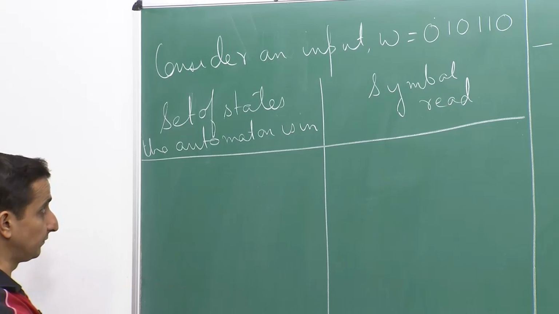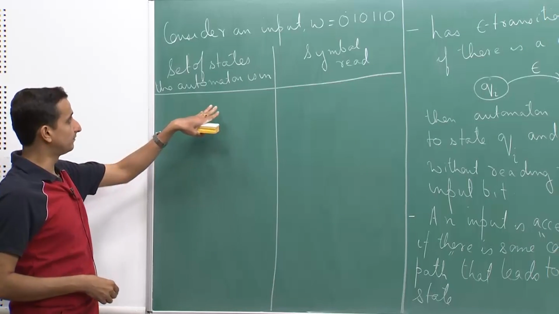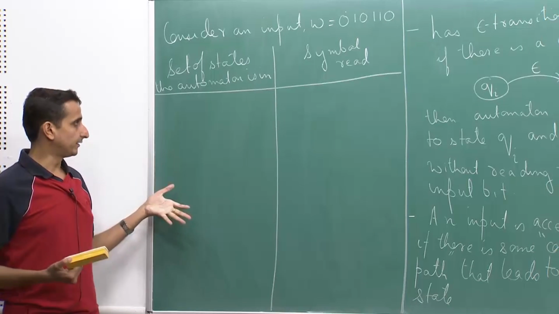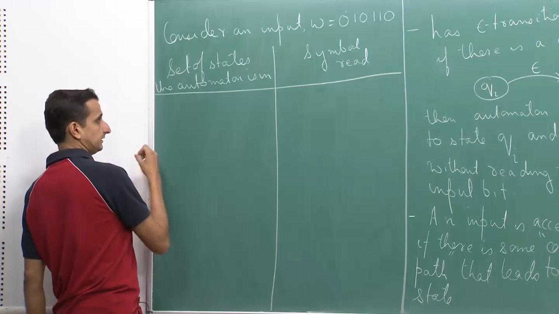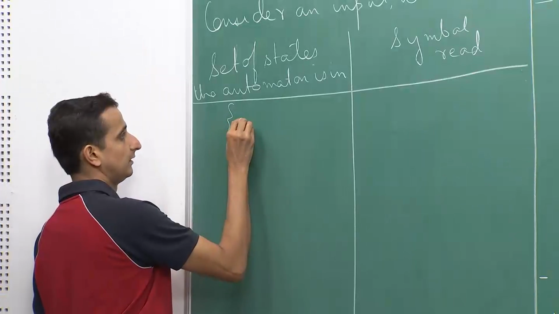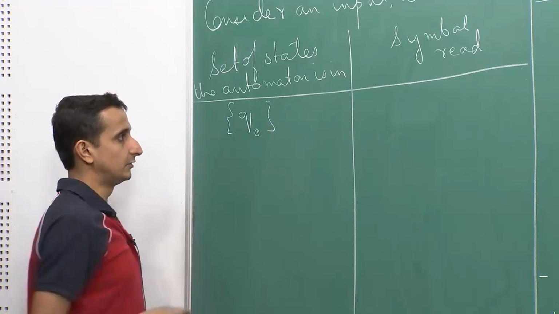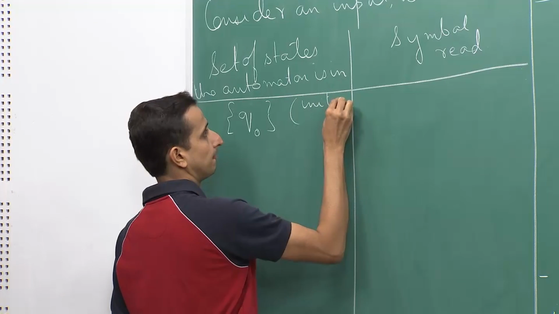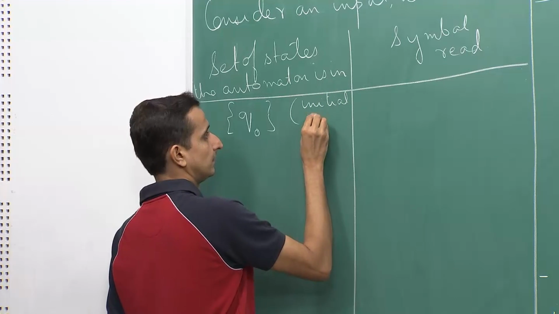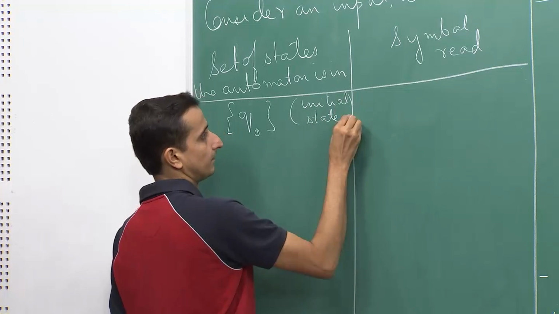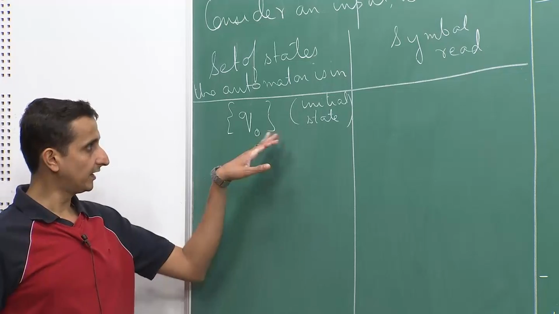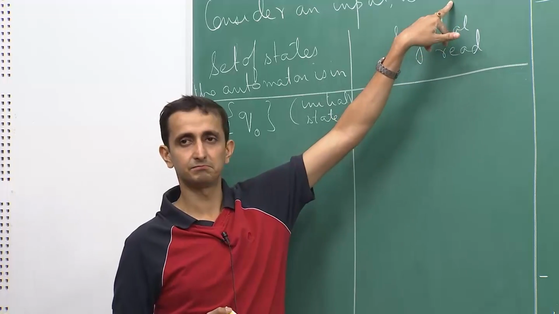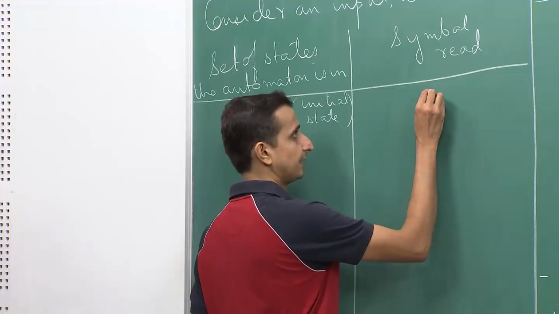So, initially at the beginning, even before we begin our computation, by definition the automaton is in the initial state or the start state. So, we will have Q0 here, and this is the initial state that we have. Now, what is the first bit that is being read? The first bit, or the first symbol, that is being read is 0.